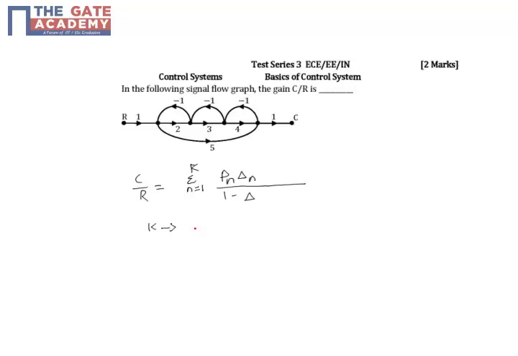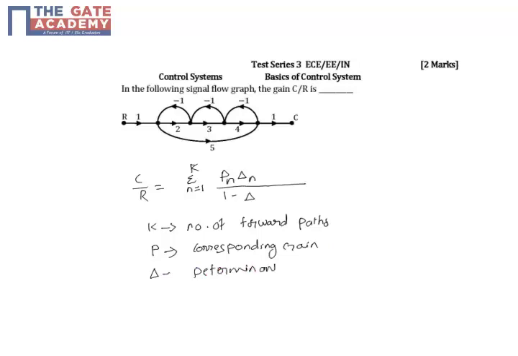First, k is the number of forward paths between the input and the output, and P is the corresponding gain of each forward path, and then we have delta, which is the determinant of the system.